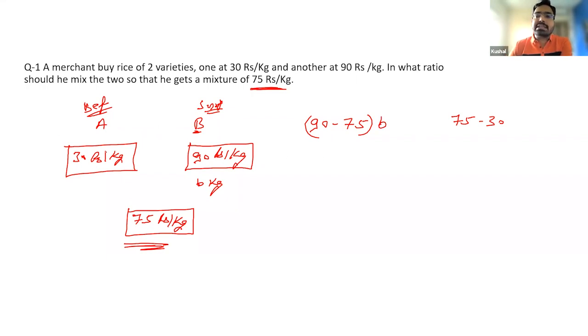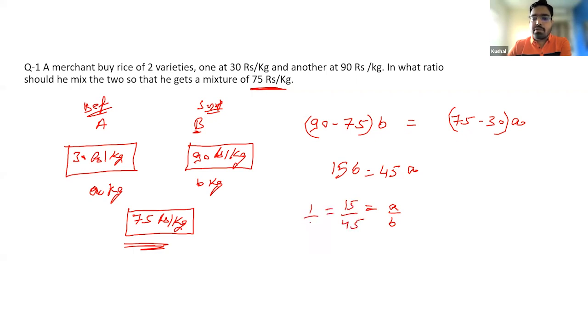What will be my total deficit? 75 minus 30 is a deficit on 1 kg. How many such kgs have I taken? Let me say that I've taken A kgs of this variety. So I will multiply this by A. This will be the total deficit. And both the values now, of course, must be equal. So 90 minus 75 will be 15B, and 75 minus 30 will be 45 into A. So what should be the ratio of A by B? The ratio of A by B is 15 by 45, which is of course 1 by 3.